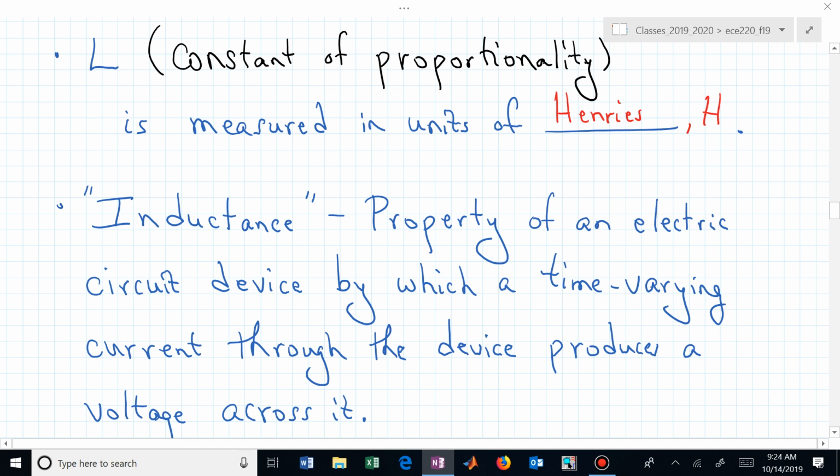Inductance is really the term that we use to capture this property. Inductance is the property of this circuit element by which a time-varying current through that circuit element produces a voltage drop. That's what we mean by inductance. When we have a time-varying current, then if there's inductance in that circuit element, it's going to produce a voltage drop. That's inductance.